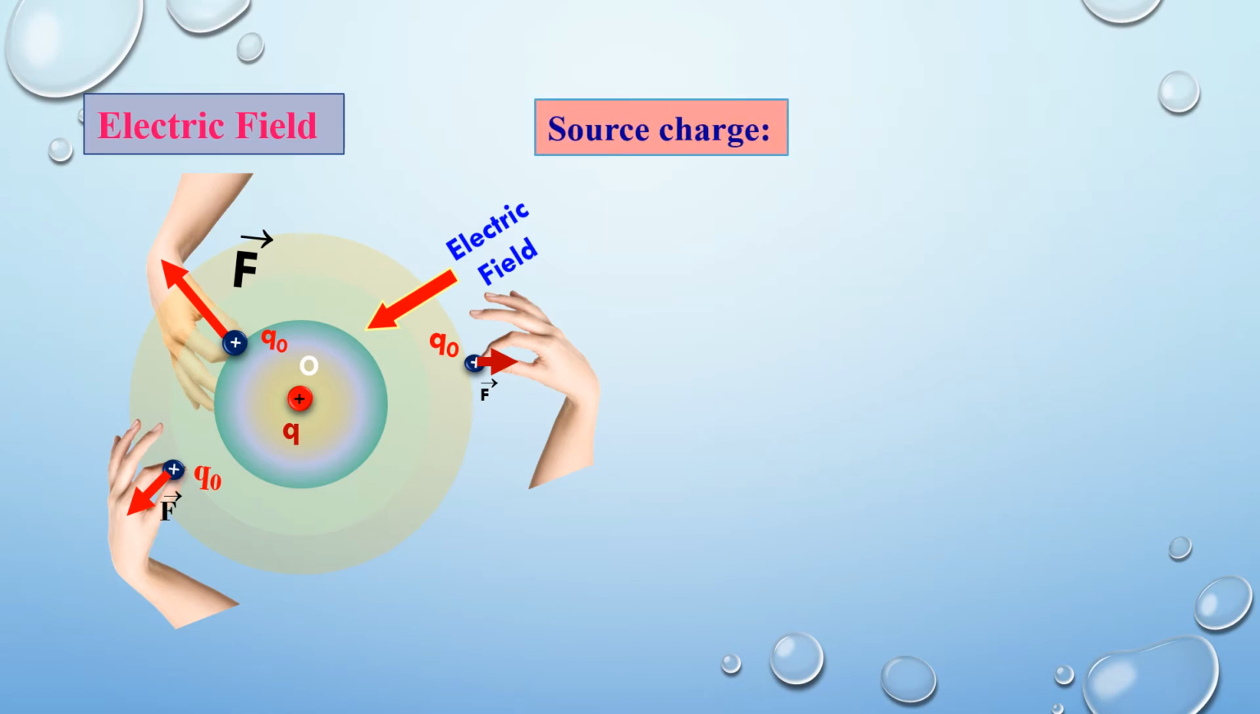we define what is a source charge. So the charge due to which the field is produced, or the charge which produces a field around it, is known as the source charge.